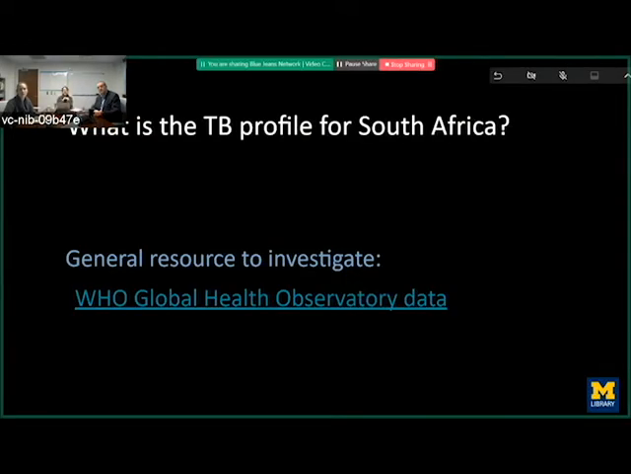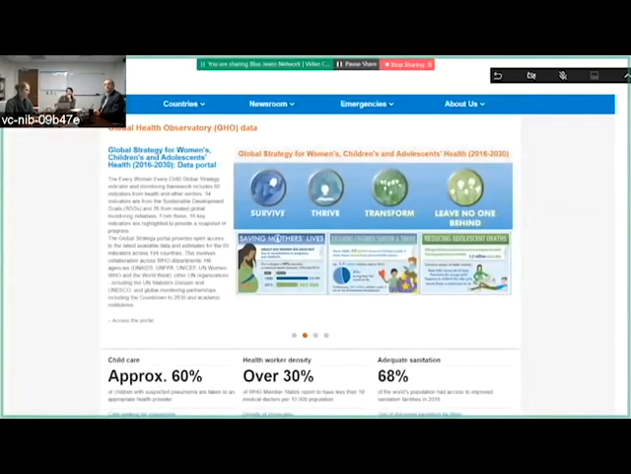So here's one, the tuberculosis profile. Maybe you want to know the TB profile for South Africa. I'm just choosing different countries just to mix it up. If I click on the WHO data information source, it goes to the main page. One thing you'll notice right here, it's showing you different data sources. Here it's showing me I can go into a data portal on women's, children's, and adolescent health. I'm going to scroll down the page.